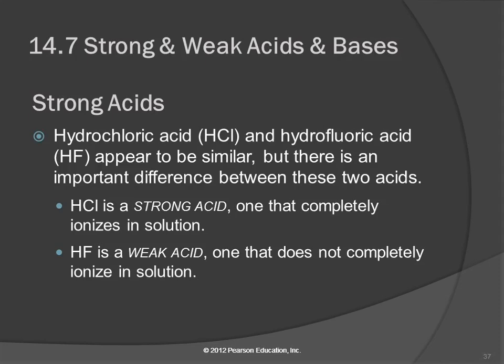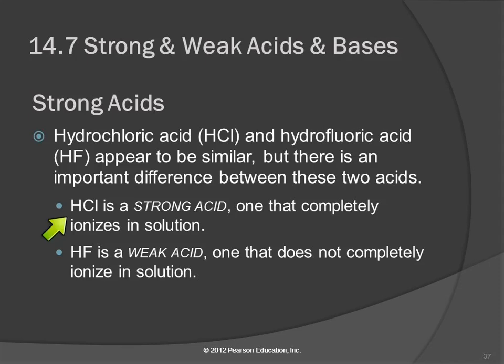similar. They're both binary acids, hydrogen and a halide ion. Fluorine and chlorine are both in the same group. They're right next to each other on the periodic table. These must be really similar. But there's something that's important that's different.